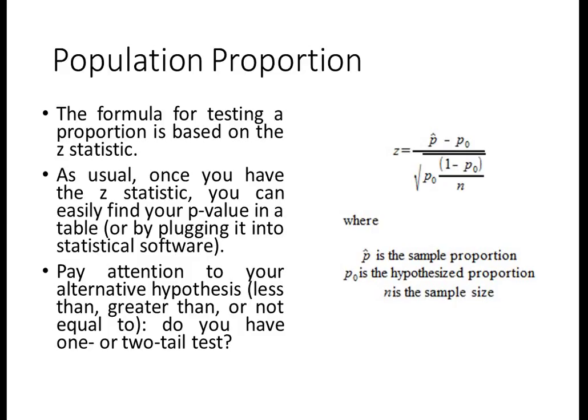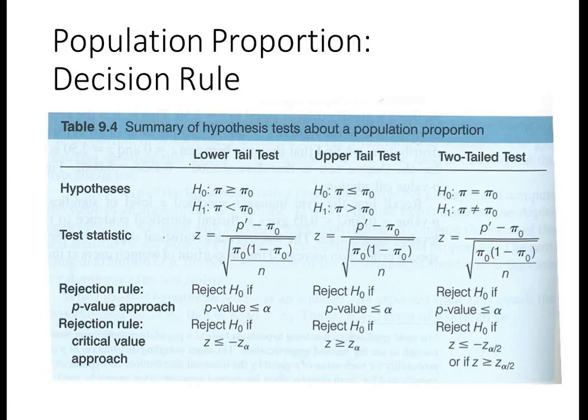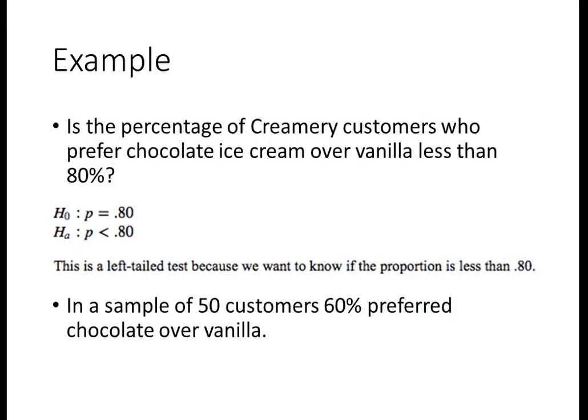We use a z-test here, with a bit modified formula. Let's move straight on to the example. So the decision rule is very similar to what we have with this z-test. The example goes as follows.